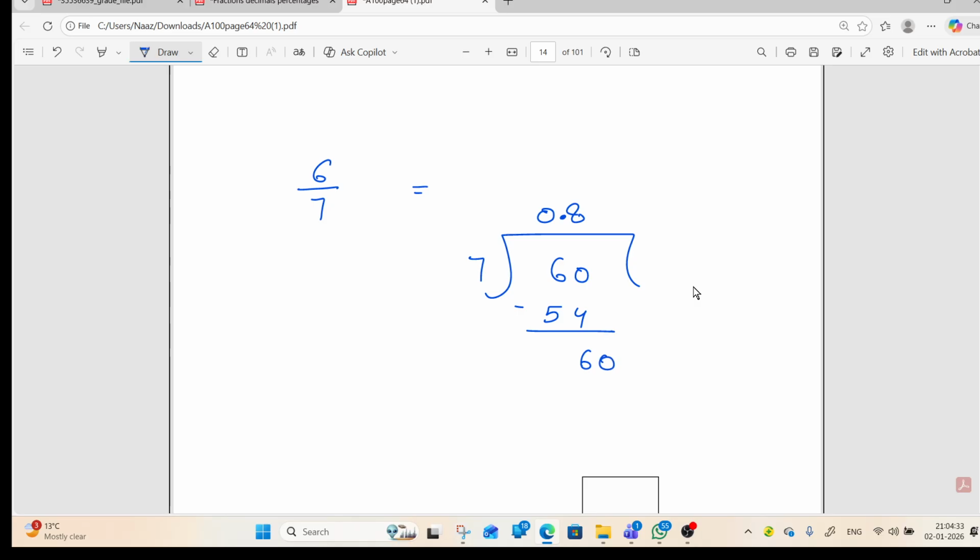0. Good. Next, 0. Where 0? I already put it, near the decimal. Oh, 1 minute. 8 times 7 is 56, not 54, right? Oh, yeah. So if I subtract this, I get 4, right? Then I add a 0. Now, what I need to do? 7 times what is 40 or smaller than and closest to 40?